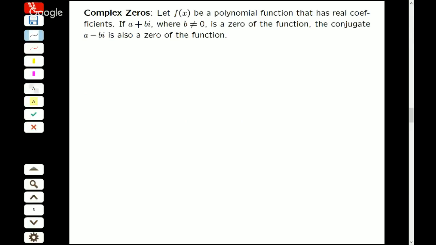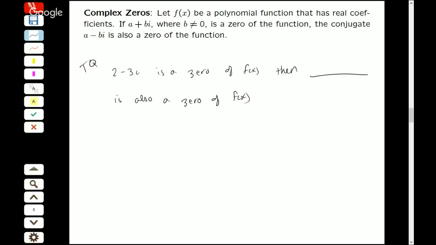Okay, so the complex zeros. Let f of x be a polynomial that has real coefficients. If a plus bi is a zero of the function, the conjugate a minus bi is also a zero of the function. We're not going to prove this. We're just going to know it. So suppose I tell you 2 minus 3i is a zero of f of x. Then I know that something else is also a zero. Now, the reason I'm taking the time for this is a test question. The complex conjugate, 2 plus 3i, is also a zero.